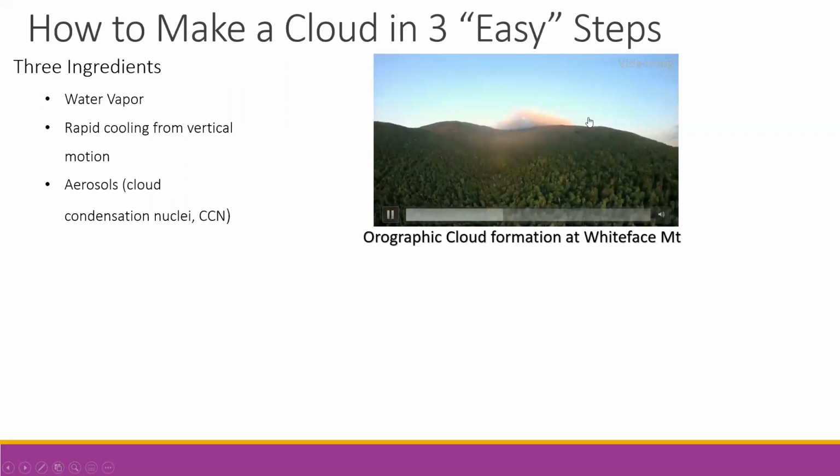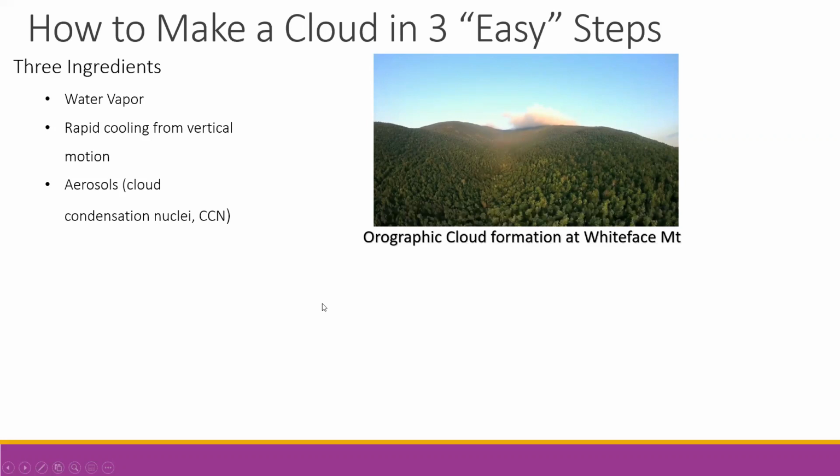So as you can see here, as the air is being lifted up the mountain, the air cools, which increases the relative humidity to supersaturation levels. The water condenses and forms a cloud. And as it comes back down the mountain, it warms up, the relative humidity decreases, and the cloud dissipates.